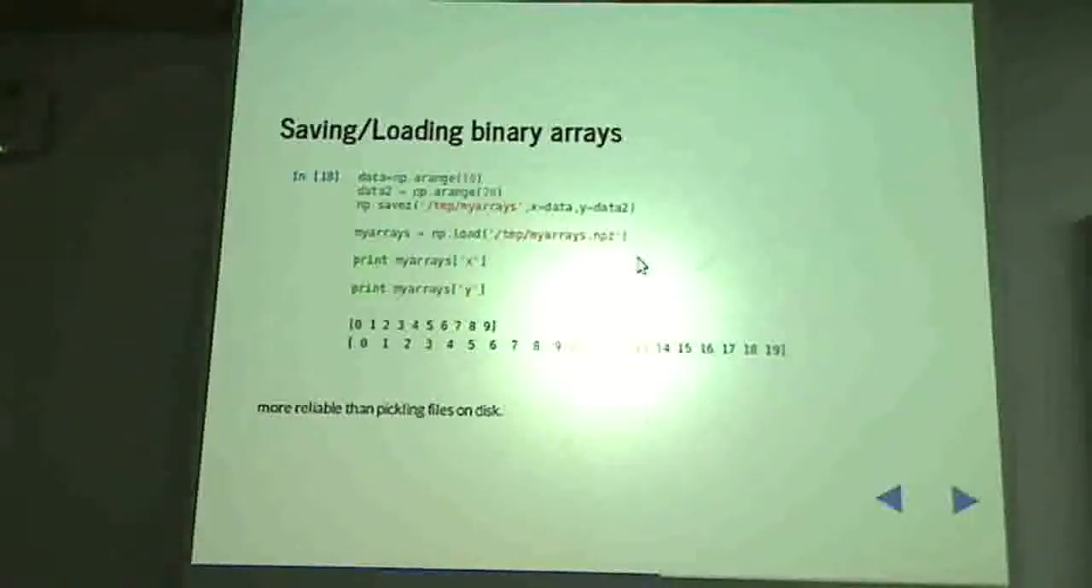Now my arrays x will return for you your data array, and my arrays y will return for you data2. So that's why I printed them out. These numbers, 0 to 9 and 0 to 19, are data and data2 respectively. Okay. Some of the other basic Python books that you read will talk about a module called pickle and how you can use pickle to store arrays onto disk. But this I think is far newer and a far more reliable way of doing things.